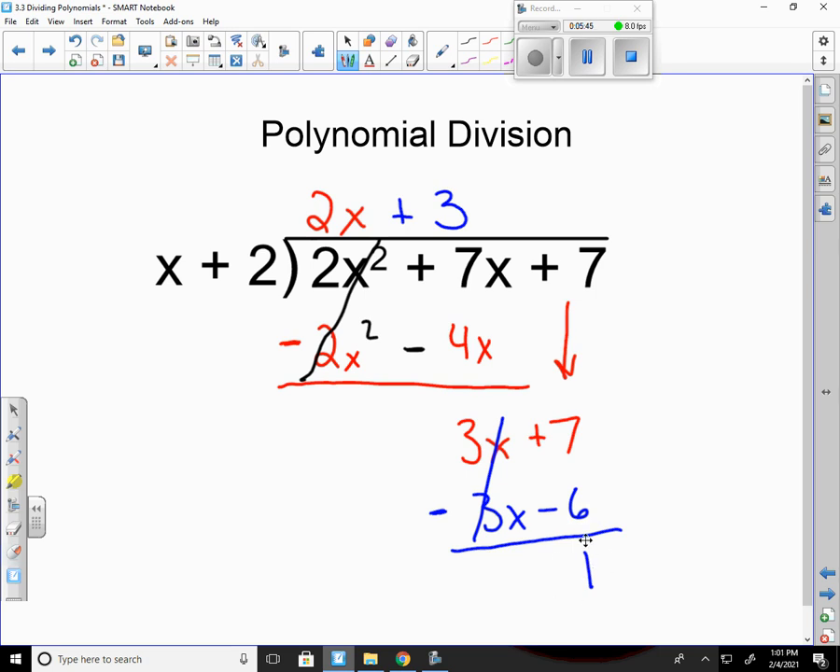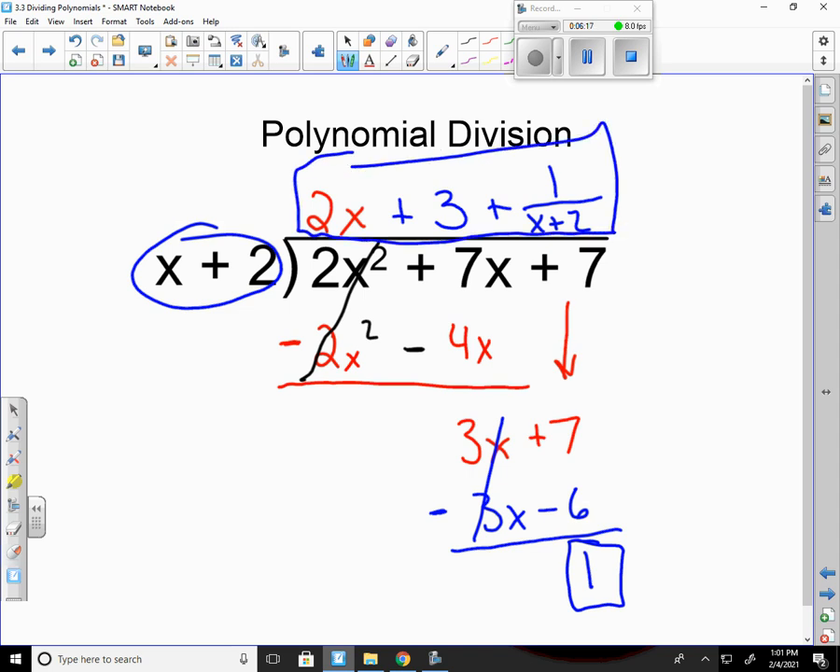Now before, whenever I would do this, after 3rd grade, like 4th and 5th grade, we would put a decimal point and all that. But we're really looking for a remainder here again. Whatever I get as my remainder, I add to this, or if it was a negative, I would subtract it. But I'm going to add it to this over whatever I was dividing by, x plus 2. My answer is 2x plus 3 plus 1 over x plus 2.